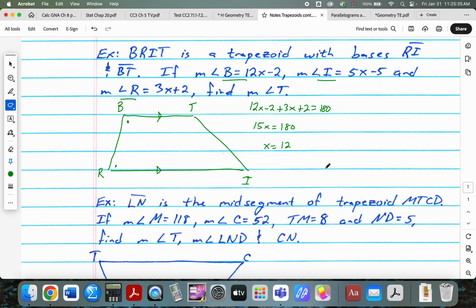Then they ask us to find angle T. Notice they didn't give us an expression for T. But what angle is angle T related to? Angle I. So the measure of angle I is 5 times 12 minus 5, which is 55. So the measure of angle T is 180 minus 55, which is 125 degrees.